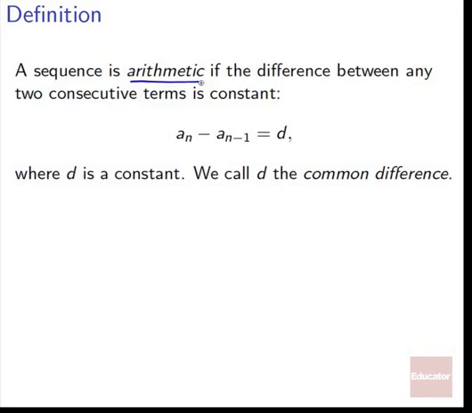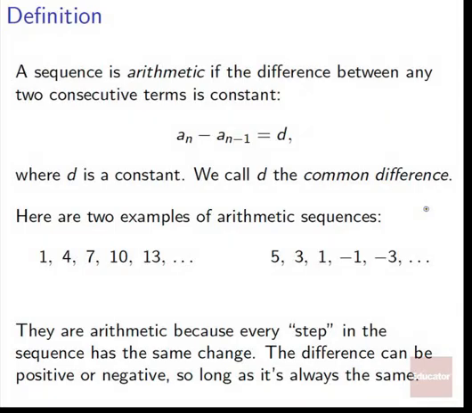All right, a sequence is arithmetic if the difference between any two consecutive terms is constant. So we can show that with a recursive relationship, an minus an minus 1 equals d. Notice the nth term minus the n minus 1 term, that is the term 1 before the nth term, equals d. So some term minus the term before it equals d. And d is just some constant number. We call d the common difference.